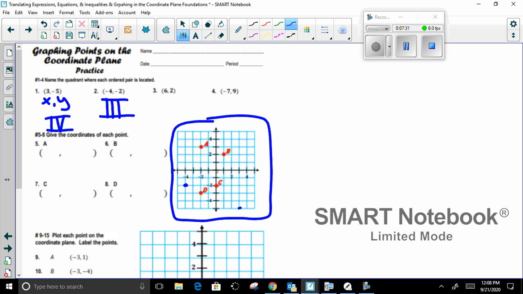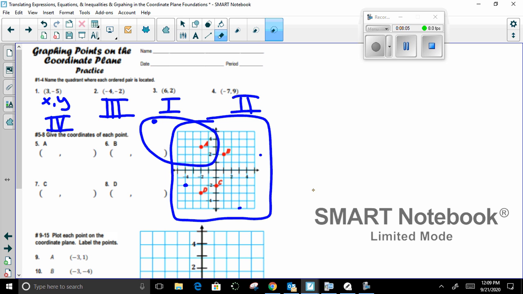(6, 2). 6 would be all the way over here, a little bit off the graph, but if I go up 2, that would be right there in quadrant 1. I can go off a little. I can only see part of the graph. If it was bigger, I'd be able to see more. (-7, 9). So -7 on the x-axis means I go all the way over here, coming off the graph a little, and up to 9 means I'm up here. That would be quadrant 2. I'm going to erase what I did here because I'll need this graph for the next one.